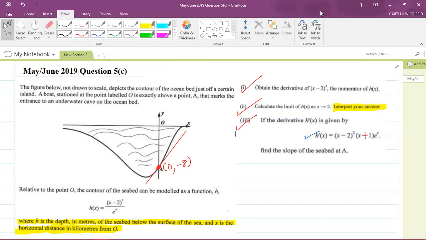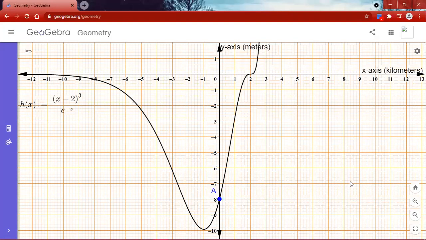So let me just share my screen with you here. Good. So you're supposed to be seeing my screen now. So this black curve that you see here, that is my function h of x, which is (x minus 2) cubed over e to the power of minus x. So this is my mathematics software that I'll be using. So remember, we have our x-axis here. Remember, x represents the horizontal distance in kilometers.